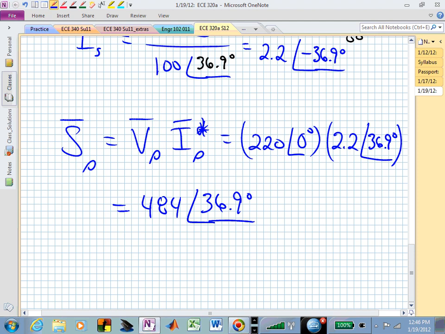What does that mean? Well, what are the units on this complex power? Volt amperes. And now do I have questions or answers? Question. Why did we change the sign of our current angle? Because of this beautiful star right here.